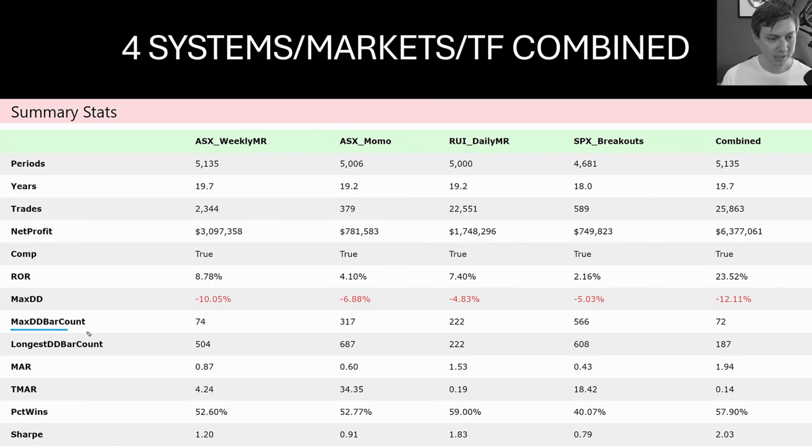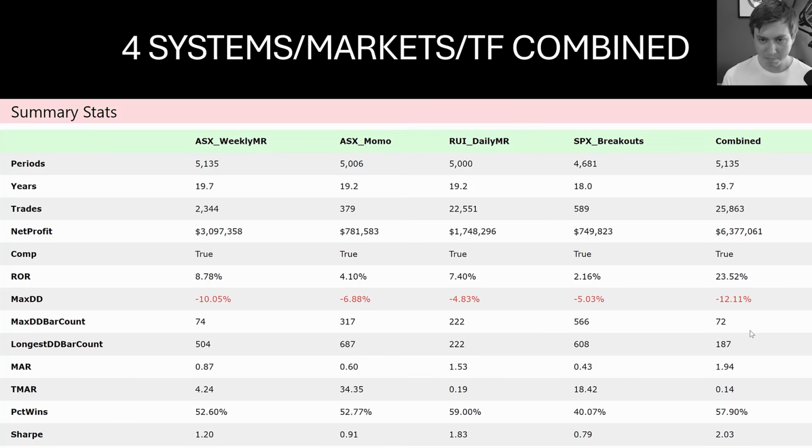And you can see here our max drawdown bar count. This system was in drawdown for 317 days. That's how long its worst drawdown lasted. And its longest drawdown, not its worst, but its longest time in drawdown was 687 days, so over 2 years of drawdown. But when we combine all of these systems together, we end up with a much lower time of drawdown. So we only end up with a 72-day lasting max drawdown and only about half a year of our longest drawdown, historically speaking, over the past 20 years or so.